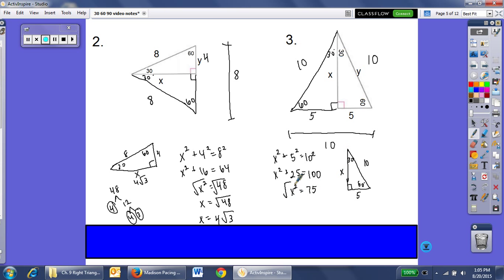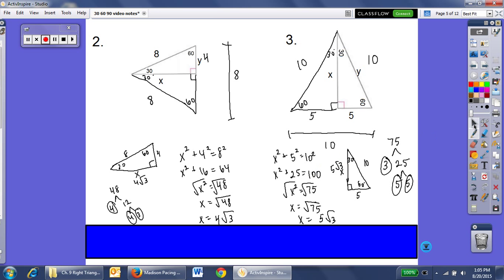And now we need to take the square root of both sides, so we get x equals the square root of 75. And we're not done yet. We need to simplify 75, so break that down with the factor tree. That's 3 times 25, and 25 is 5 times 5. So it looks like our answer will be 5 square root 3. So x is 5 square root 3.